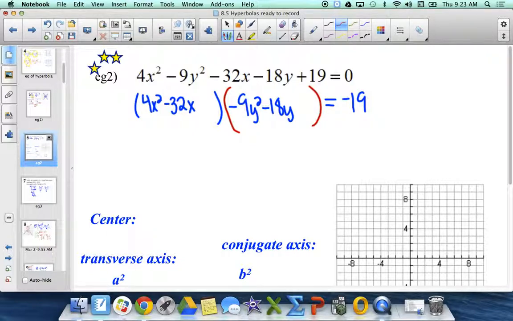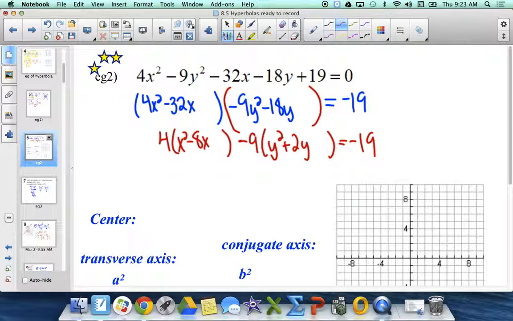So next we're going to factor out 4 and get x squared minus 8x. Then we'll factor out a negative 9 and get y squared plus 2y. Remember, we'll take half of 8, which is 4, and square it, so we're adding 16. But we're adding 4 times 16.